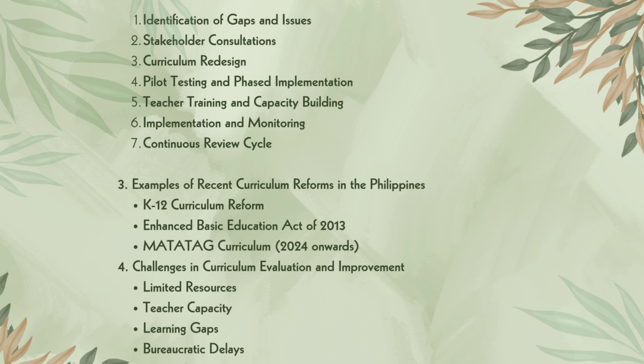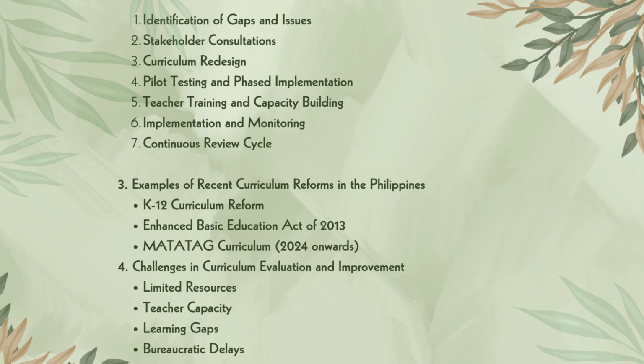So, steps in curriculum improvement, we have identification of gaps and issues, stakeholder consultations, redesign, pilot testing and phased implementation, teacher training and capacity building, implementation and monitoring, continuous review cycle. In number three, we have the example of recent curriculum reforms in the Philippines. We have the K to 12 curriculum reform, Enhanced Basic Education Act of 2013, and the latest one is the Matatag curriculum, 2024 onwards.